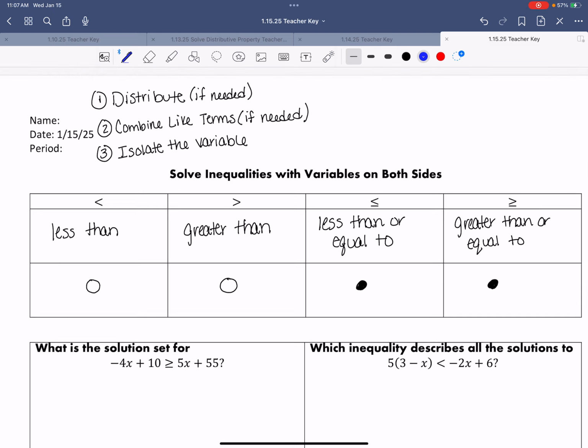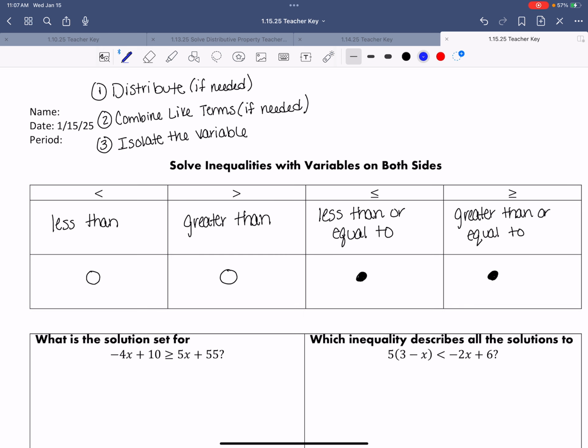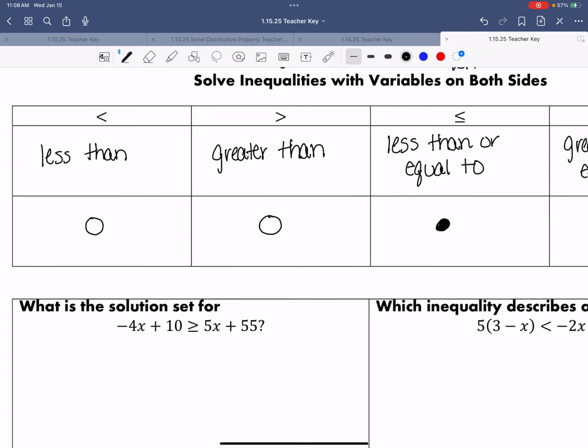Okay, 3 steps. You're going to distribute if needed, combine like terms if needed, isolate the variable. Okay, so there's still a part A, which is going to be move the variable, being the letter, to the left. Okay, and then you're going to, part B, move the number to the right. Okay, as long as you follow these 3 steps, you're going to be just fine. So let's go to the first one.